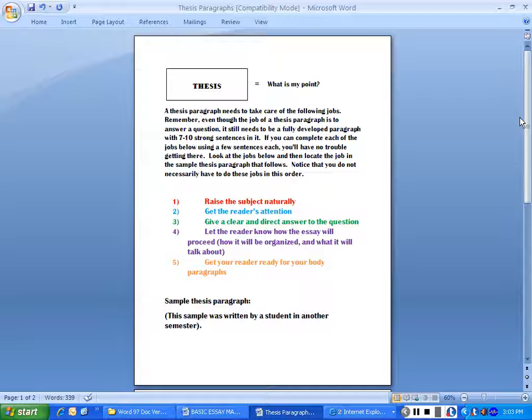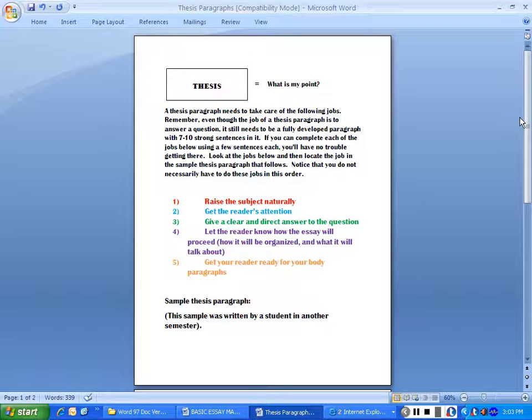As a matter of fact, a good thesis paragraph has about 5 jobs that it attends to, and very often gives more than one sentence for each of those 5 jobs. Below you can see a list of the jobs that a thesis paragraph has in front of it, and then we'll follow and look at an example of a thesis paragraph that does each of these jobs.